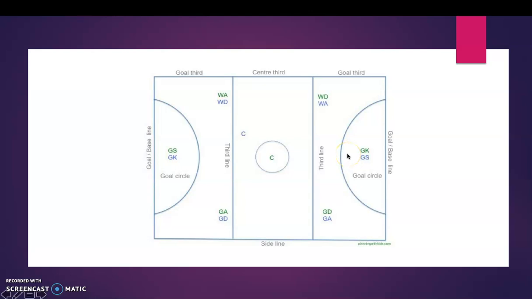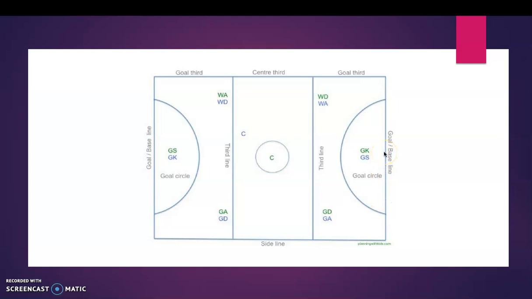So first of all, the goalkeeper, which is here for the greens. A goalkeeper's main role is to stop the opposition's goal shooter from scoring. She is also responsible for taking throw-ins from the baseline. This is the baseline right here, if the ball goes off across it.